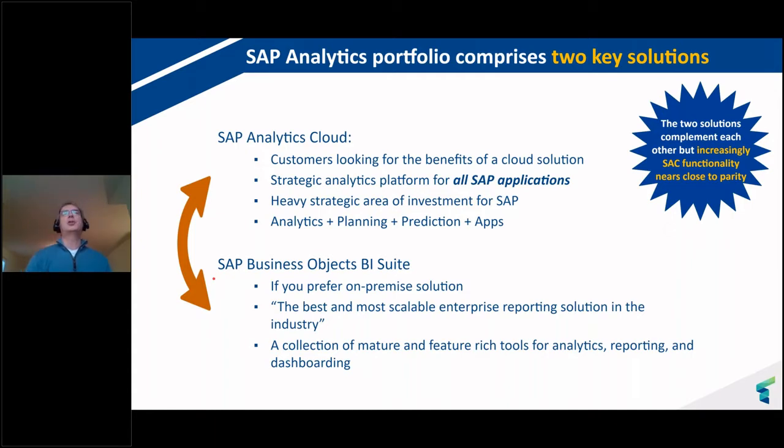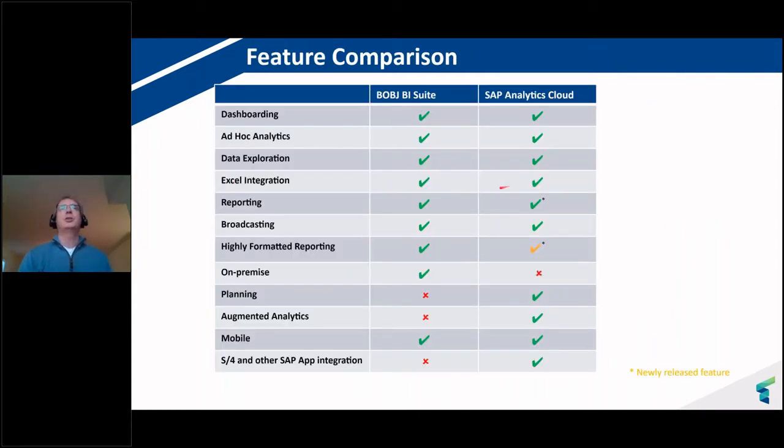So let's do a quick feature comparison. There are certainly some features which the BOBJ BI suite, especially when you start talking about Crystal and Webi, has that SAC doesn't yet have. But as you'll see, over time, the feature parity is really getting much tighter, and there are only a couple areas where there's really a distinction. The biggest is probably in highly formatted reporting. If you're doing a lot of broadcast Crystal reports, or even broadcast Webi reports with a lot of specific formatting in them, that is something SAC is gaining on, but certainly there's a gap there.